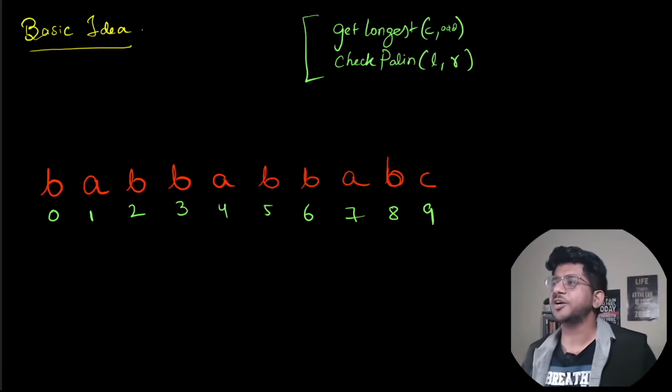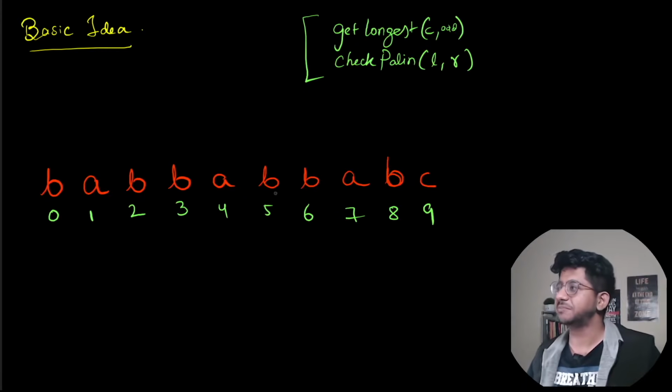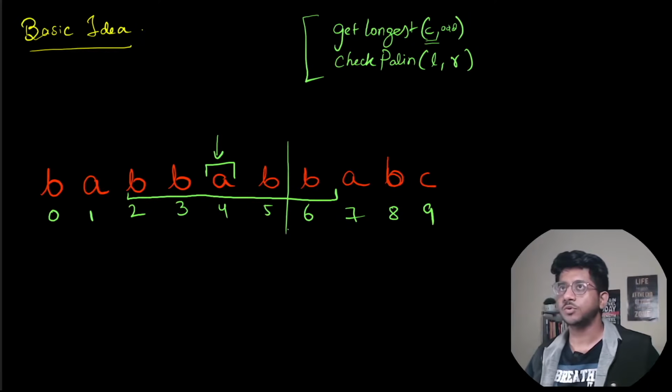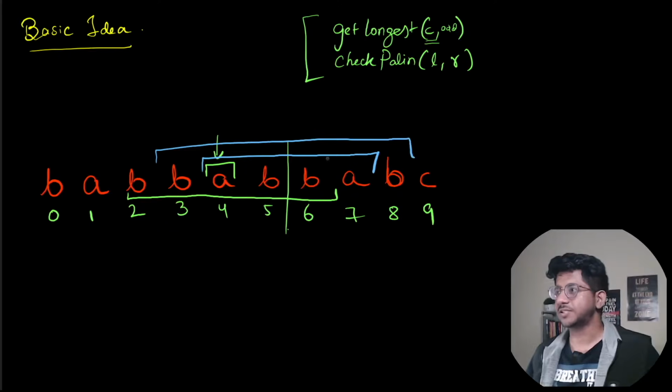So what is the basic idea of Manacher's algorithm? Essentially you are given a string, let's say B A B B A B B A B C. Given a particular center, let's say an odd center, the palindromes at this place would be of odd length. And then there might be an even center, let's say over here, where you would have palindromes of even length. So you can have even larger palindromes at this place.